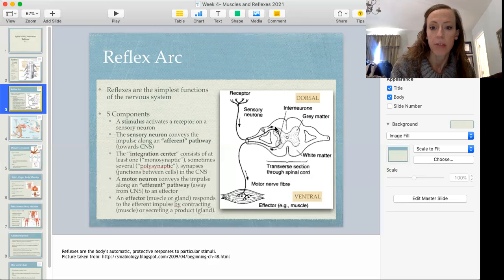So the afferent pathway is heading towards the central nervous system, okay? The signal going towards the central nervous system. And then there's an integration center. That's step number 3 in our reflex, okay?